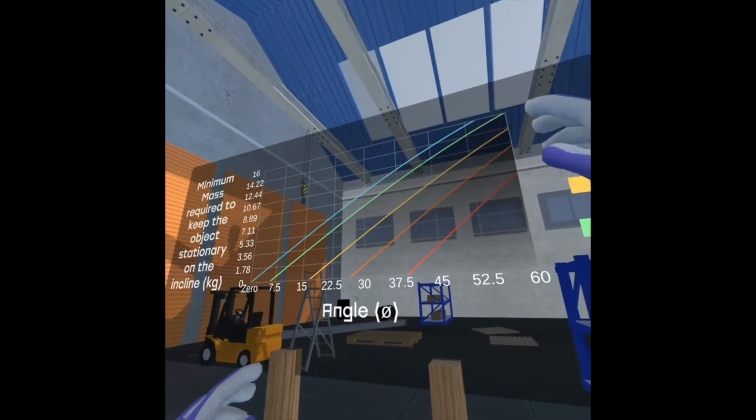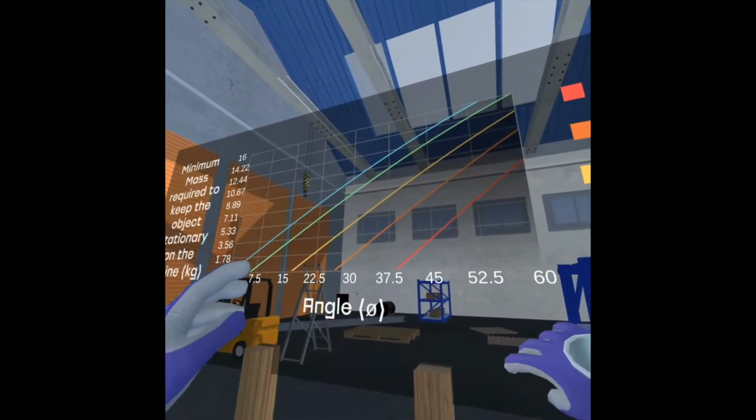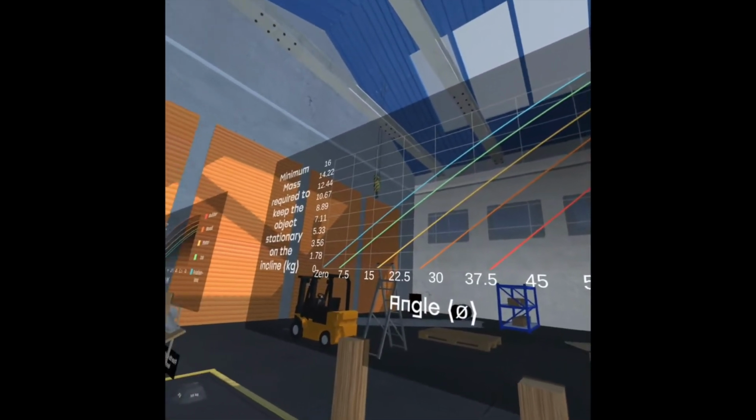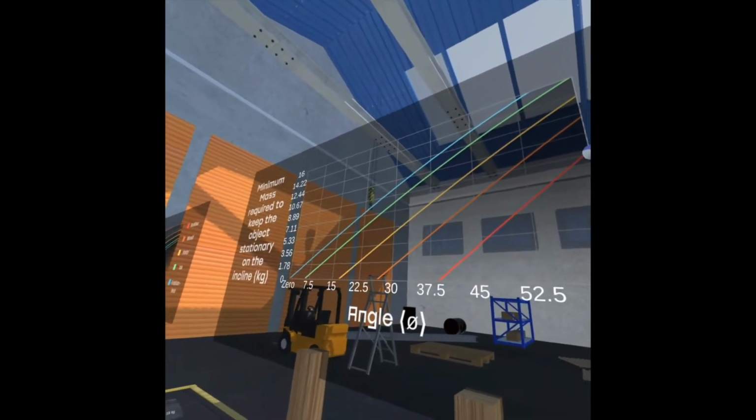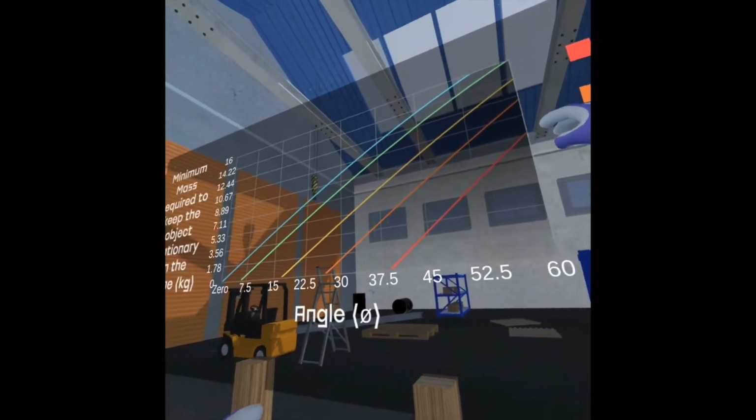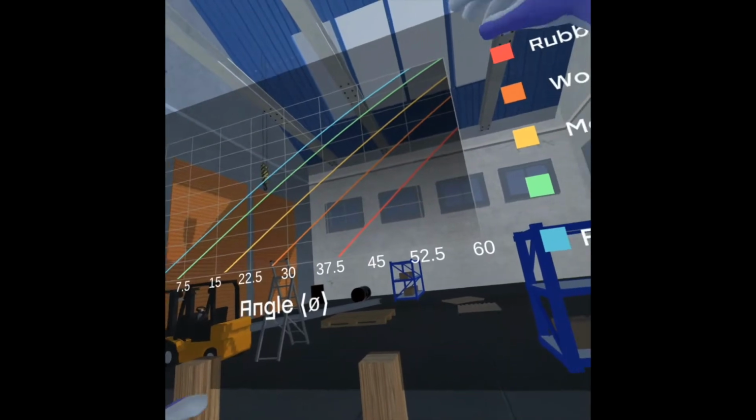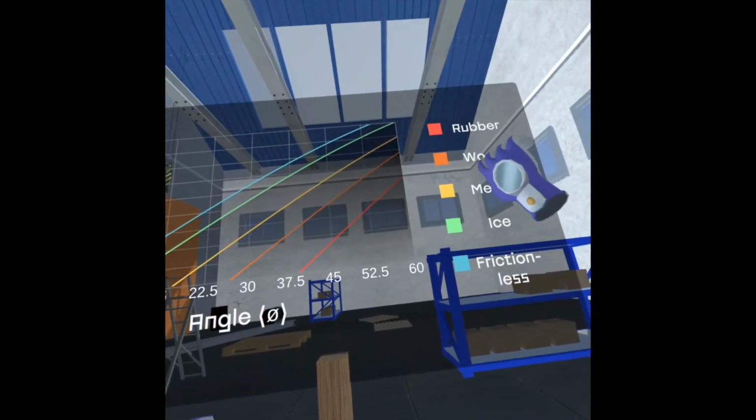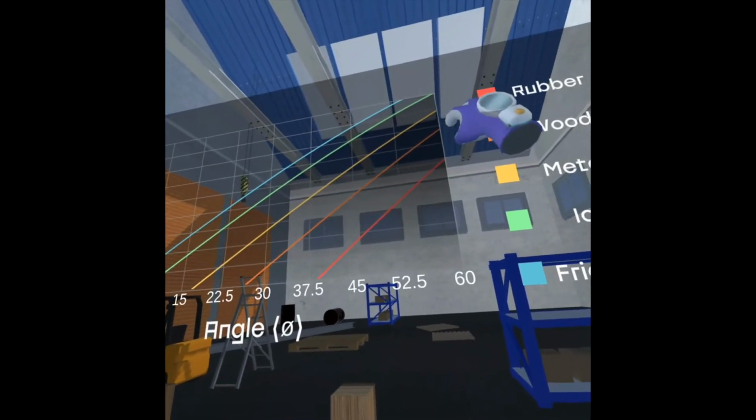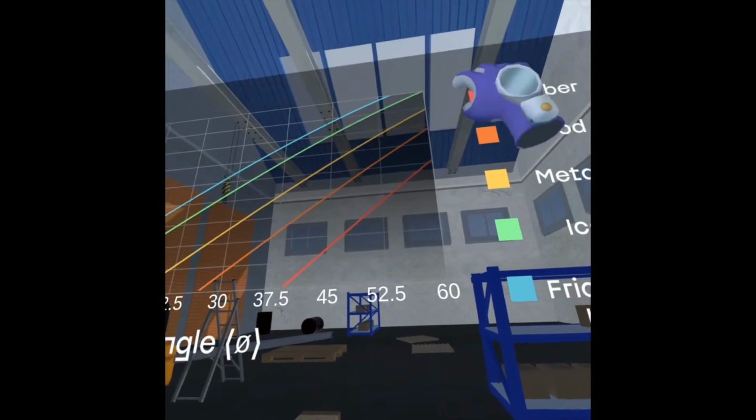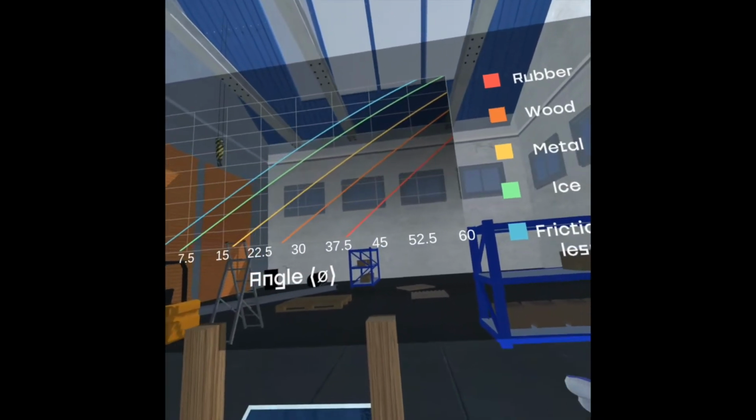And so if there's a really heavy mass, that's going to add to the object being stationary, right? So for rubber, if it's about 9 kilograms, it's going to be stationary at 60 degrees. And that obviously means that anything that's over 9 kilograms is also going to be stationary for rubber. For wood, you need a heavier mass in order for it to be stationary at the same angle, and then a heavier one for metal, and a heavier one for ice, and a heavier one for frictionless items.